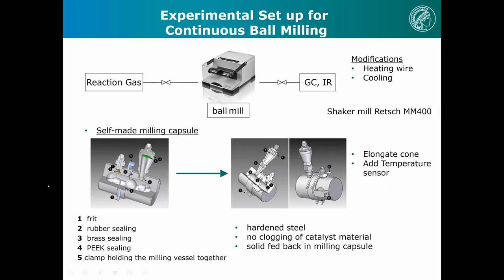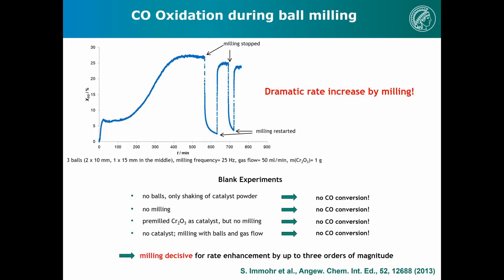We can heat it, we can add temperature sensors, and these systems can be pressurized if you construct them in the right range, about 100 bars. So it's a quite versatile system, and we can do the milling under reaction conditions, or do the catalytic reaction while we are milling. This is what we did here, starting again with the guinea pig, CO oxidation.